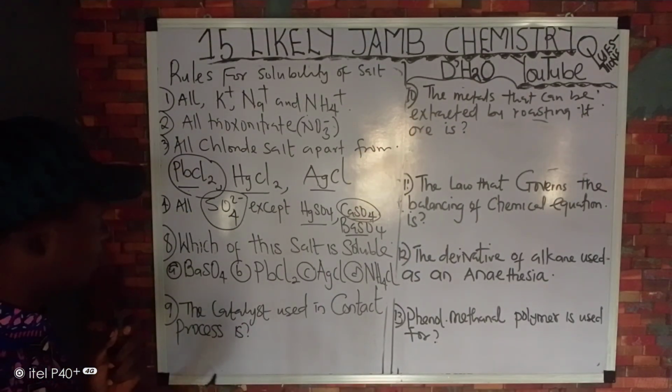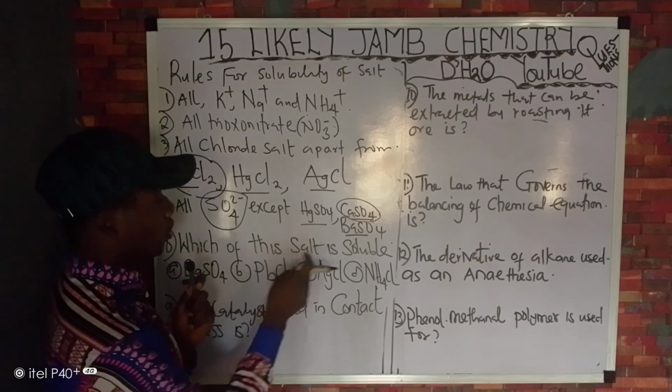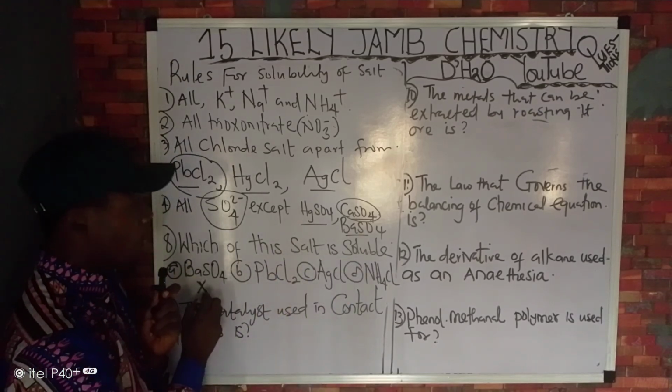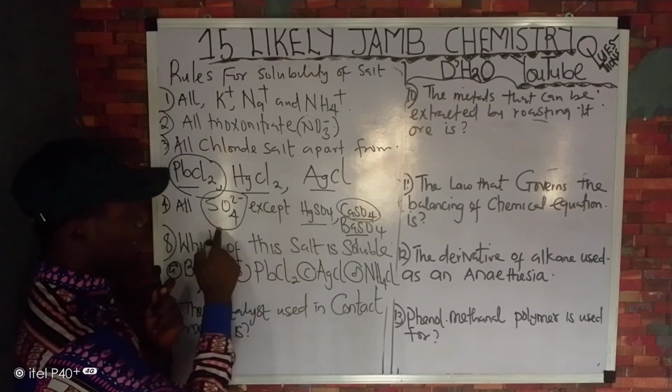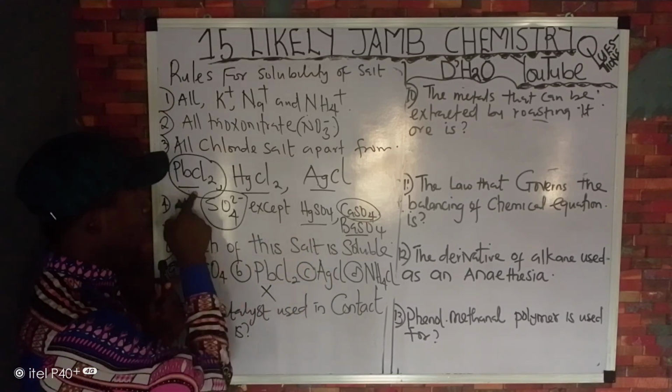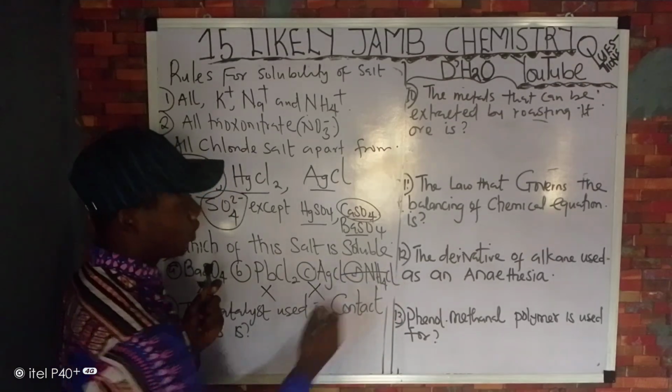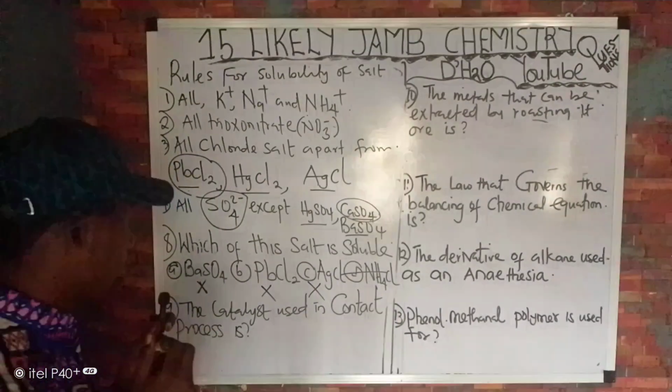Now the answer to this question is simple. Which of these salts is soluble? Is barium sulfate soluble? No. Because barium sulfate is the sulfate that is not soluble. Lead(II) chloride, is it soluble? No. Silver chloride? No. The answer is what? Ammonium chloride. Take note of that.